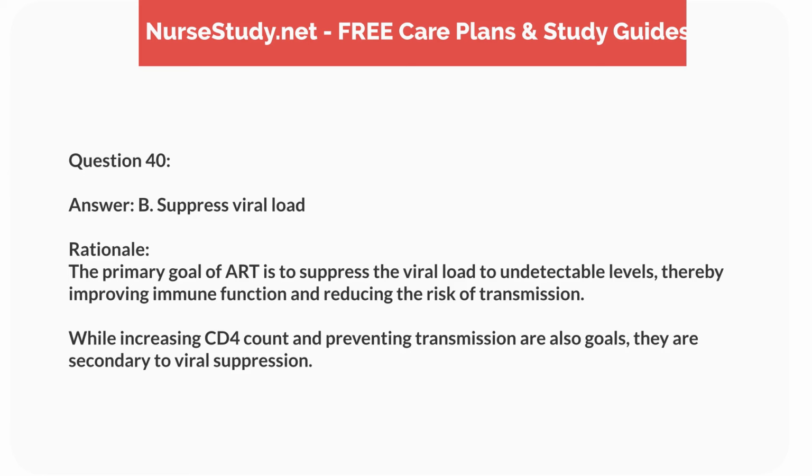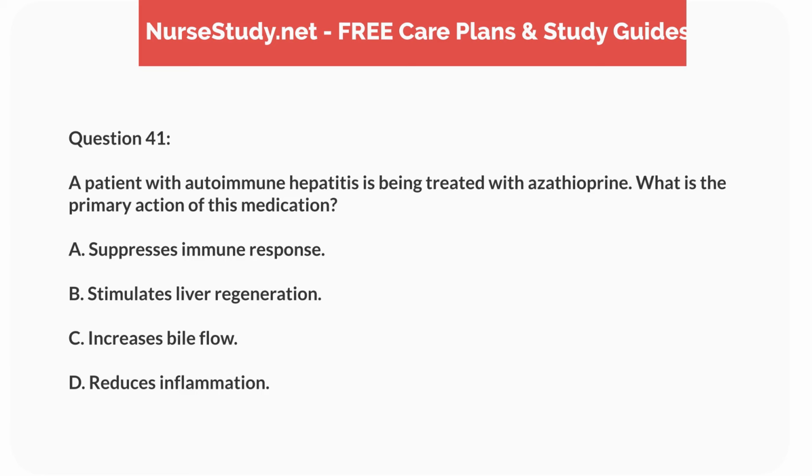Rationale: the primary goal of ART is to suppress the viral load to undetectable levels, thereby improving immune function and reducing the risk of transmission. While increasing CD4 count and preventing transmission are also goals, they are secondary to viral suppression. Question 41. A patient with autoimmune hepatitis is being treated with azathioprine. What is the primary action of this medication?